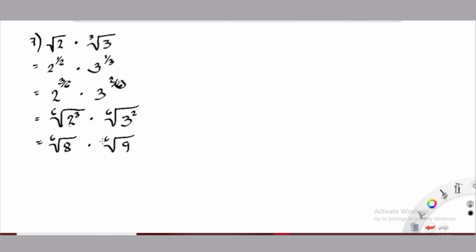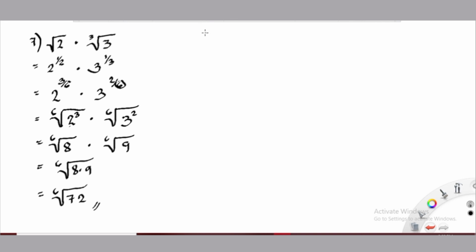Now, since our indexes are now the same, let's apply the product rule. So, this is equal to 6th root of 8 times 9. And that is 6th root of 72. So, we can no longer simplify this because we cannot think of factors of 72 that are a number multiplied by itself 6 times. So, this will be our final answer. 6th root of 72. Okay?